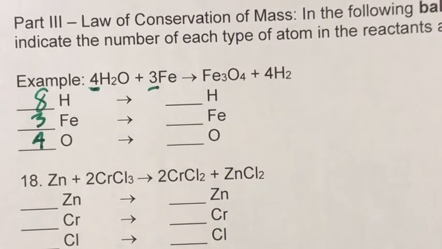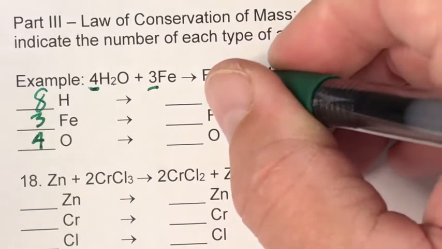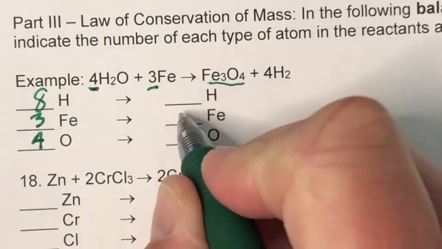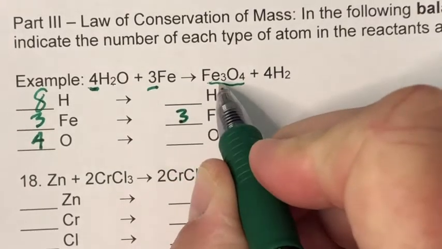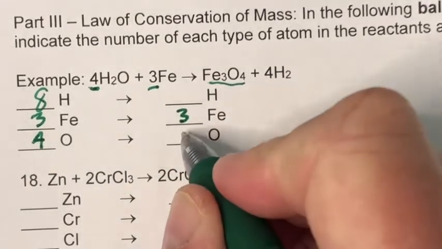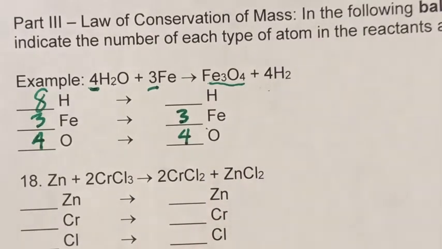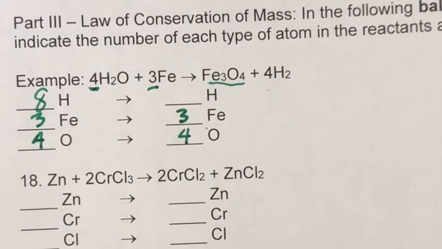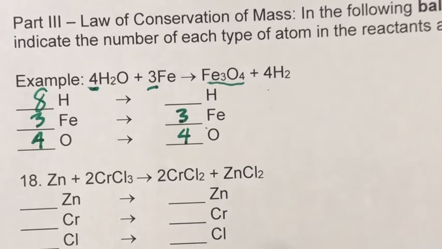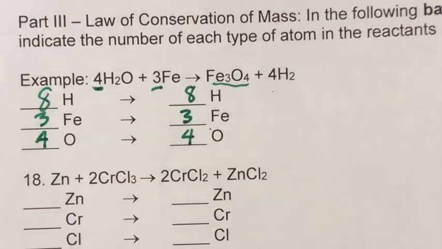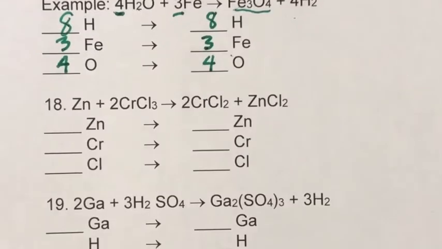Let's look. We look right here, we have Fe3O4. That tells us we have 3 irons, and we have 4 oxygens. And here we have H2, which is the formula for hydrogen gas, because it's one of the Brinkelhoffs. And so we're going to have 8 hydrogens. We are all balanced there. You see how that works? Okay, let's look at the next one here.